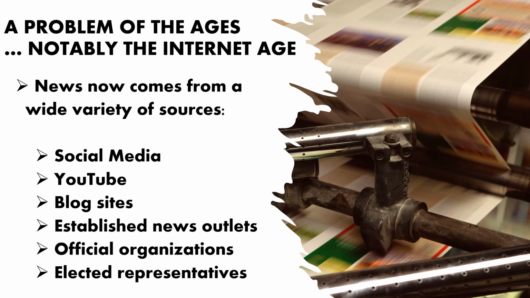Today, news comes from a multitude of sources, many of which are not official news outlets. Of course, official news outlets like CNN, MSNBC, or BBC, as well as official organizations and elected representatives are still among those providing access to news stories. News is also shared through unofficial channels like social media, YouTube, and non-expert blogs.